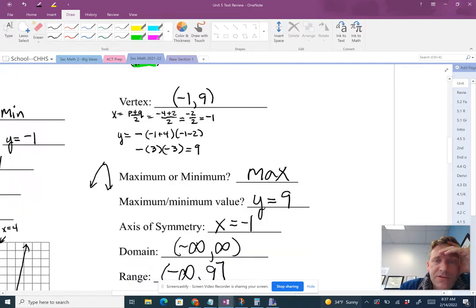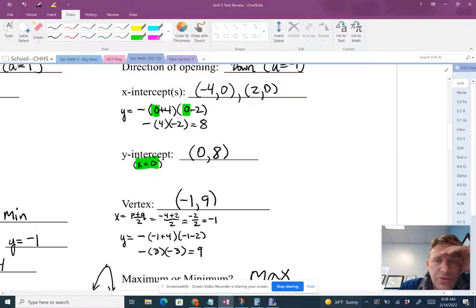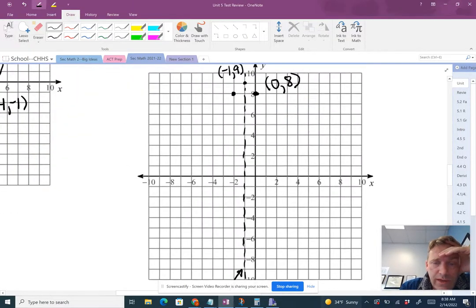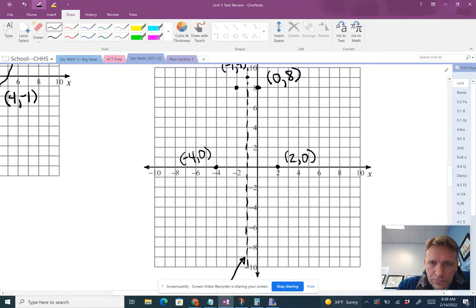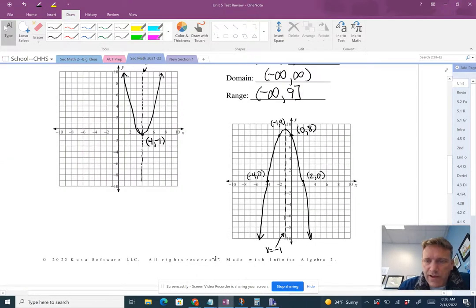Our x-intercepts are at (negative 4, 0) and (2, 0). So label those (negative 4, 0) and (2, 0). And I think I've got enough points here to make a graph. So it's going to look something like that, and then something like this. So that's what the graph looks like in this case. And I'll see you in the next video.